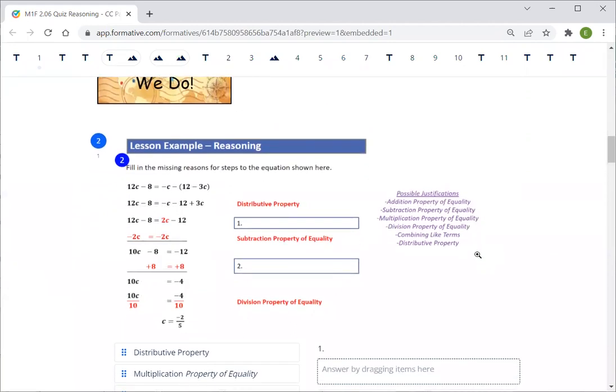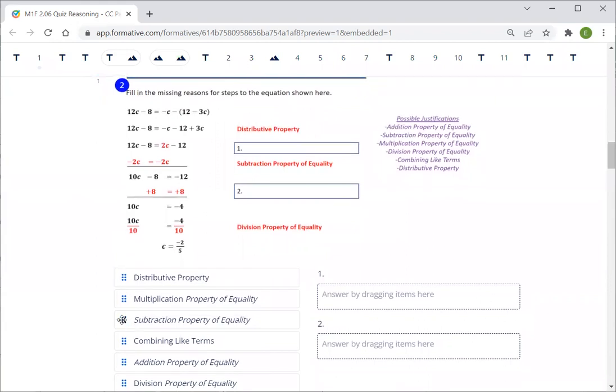First it says fill in the missing steps for the equation shown here. The first thing they did is they distributed. So they distributed that negative that's outside the parentheses. So it becomes negative 12, and then a double negative becomes a positive 3. Then the next step they do is they subtract 2c from each side. Remember, if you're subtracting from both sides, that's equality, and it's subtraction. So you just have to understand what the operation going on is.